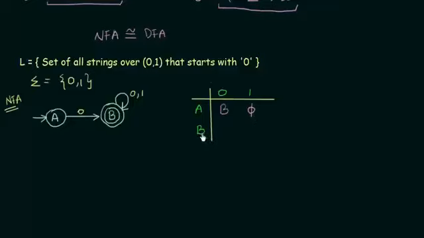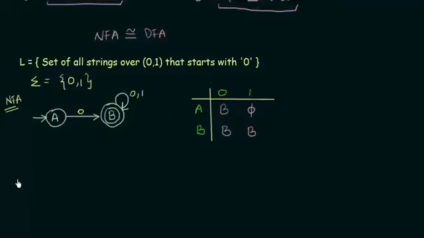And let's come to state B. B on getting input 0, where does it go? It goes to B itself. And B on getting input 1, where does it go? It goes to B itself. Okay, now let us try to convert this state transition diagram for this NFA to its equivalent DFA.